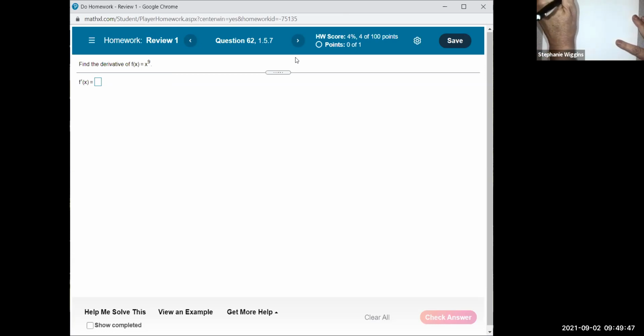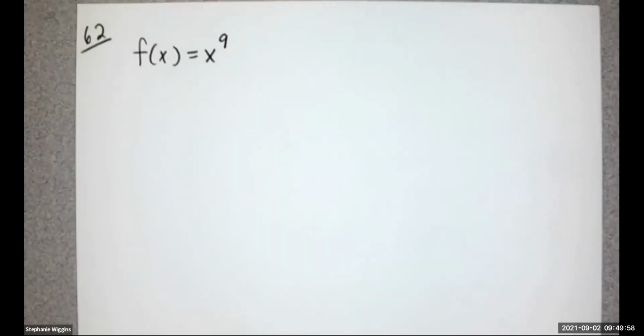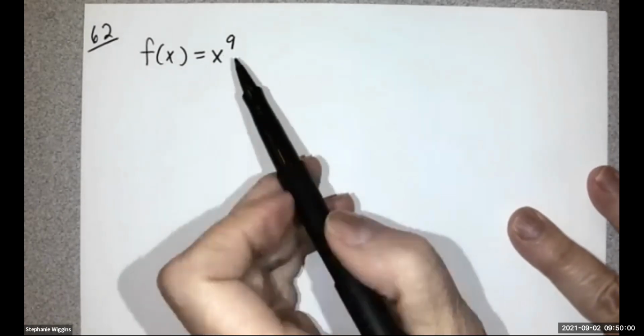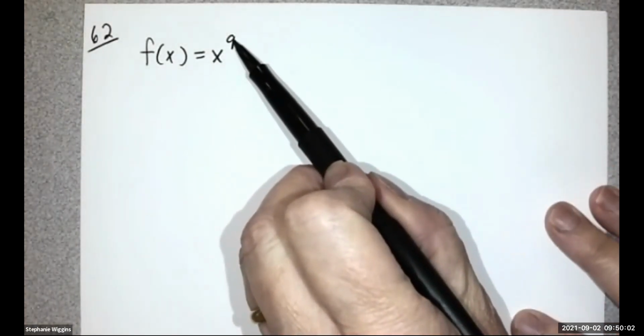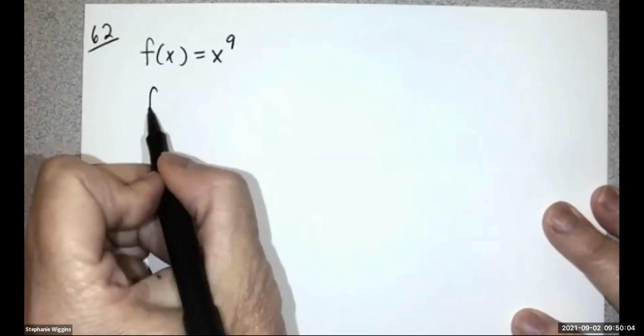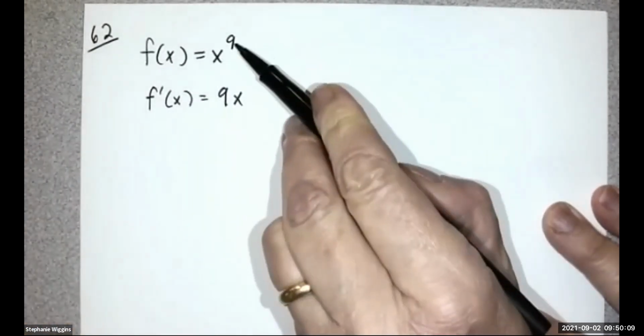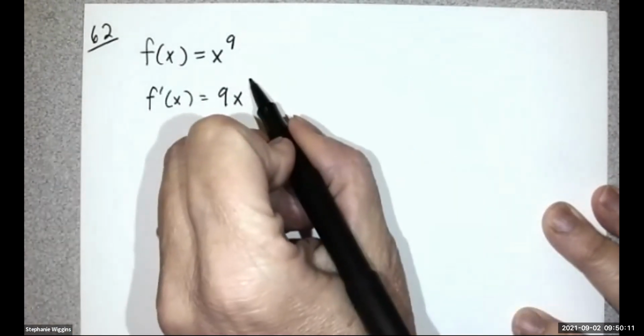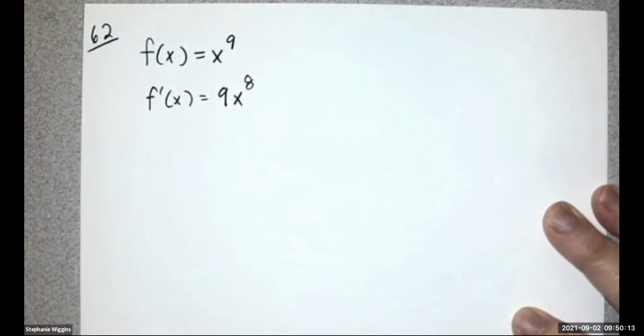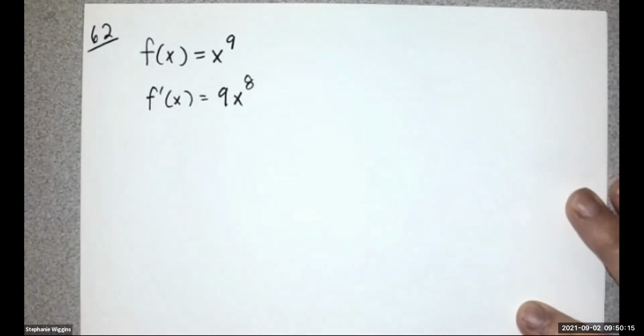Here we have f of x equals x to the 9th power. And this is problem 62. It just says find the derivative. So to find the derivative, you're going to apply the power rule: take the power, multiply it out front, and then subtract 1 from the power. 9 minus 1 is 8. So the derivative, and that's the power rule.